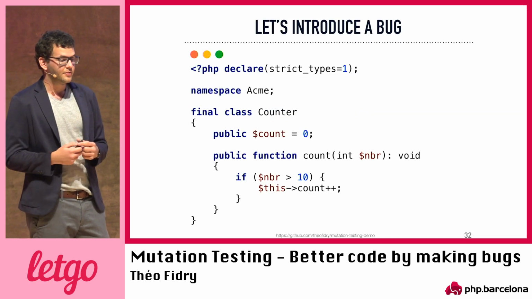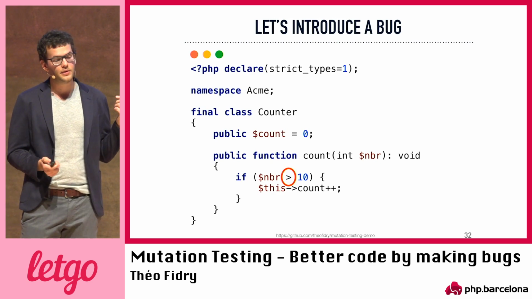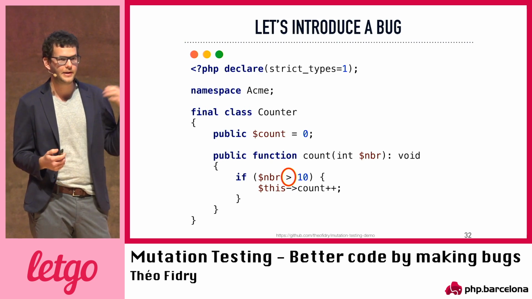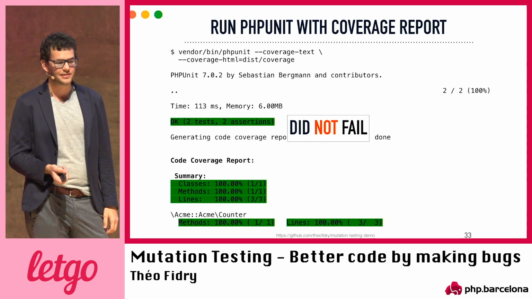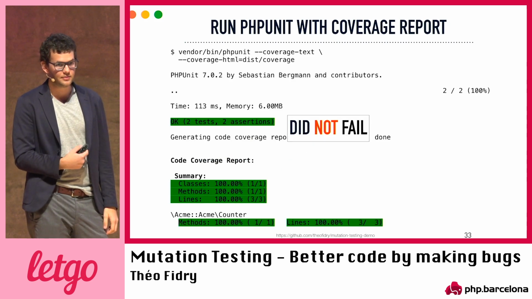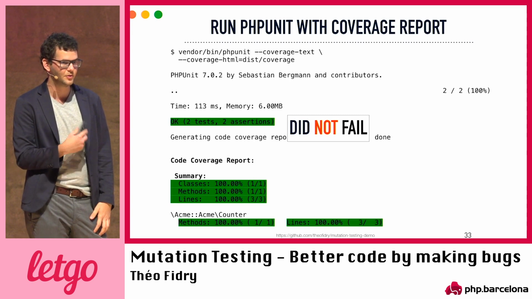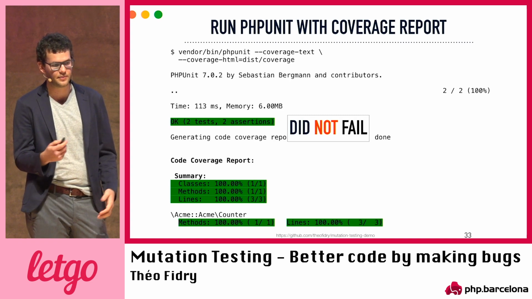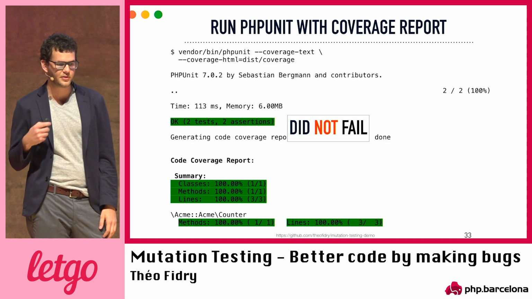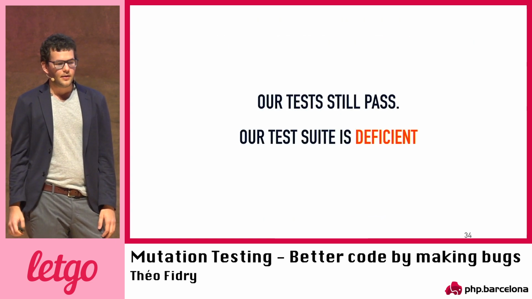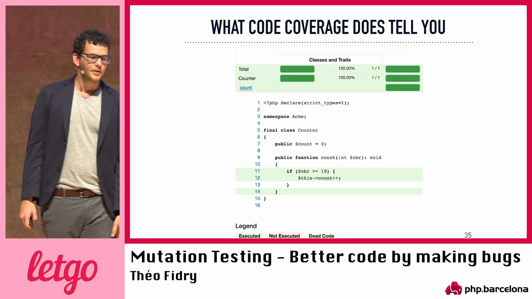To know if it's good enough, a simple way is by introducing a bug. So here we change superior or equal into superior. And we run the tests again, and they pass. Which is not good, because you introduced a bug. Your tests should be able to pick up the bugs you're introducing, be it a change you wanted, or be it a bug introduced involuntarily. So your tests still pass, and your test suite is deficient.